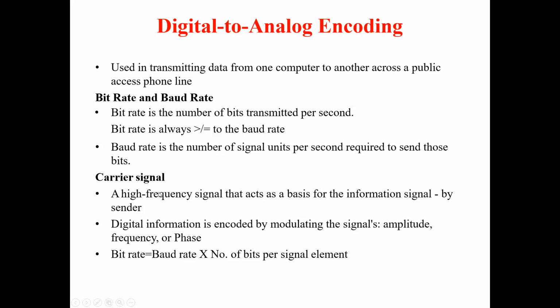Now, what is a carrier signal? A high frequency signal that acts as a basis for the information signal by the sender. Digital information is encoded by modulating the signal's amplitude, frequency, or phase. Bit rate equal to what? Baud rate times the number of bits per signal element. Remember this equation for digital to analog encoding.